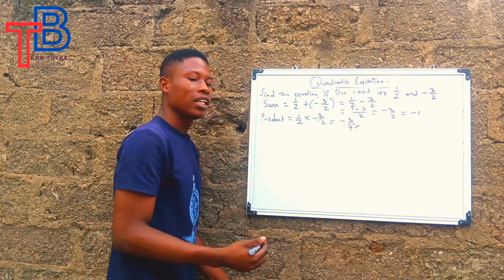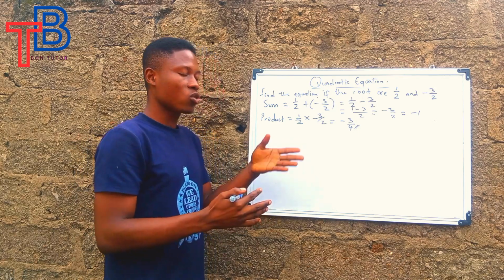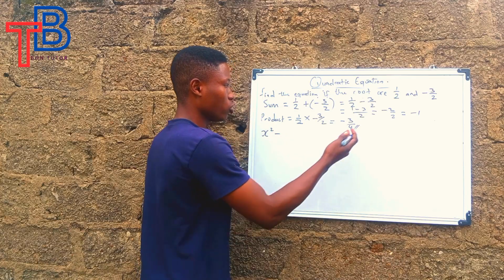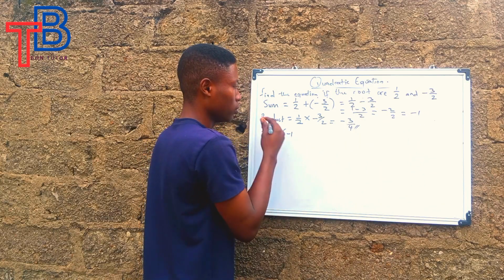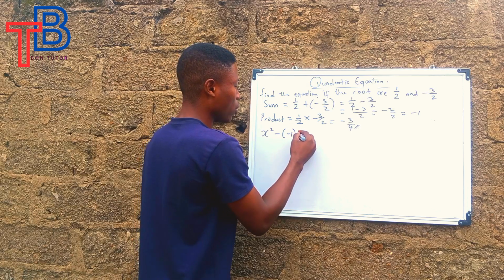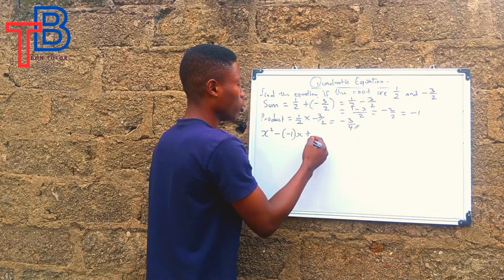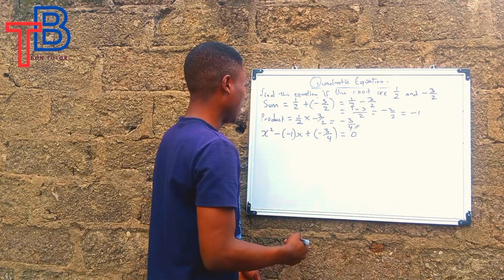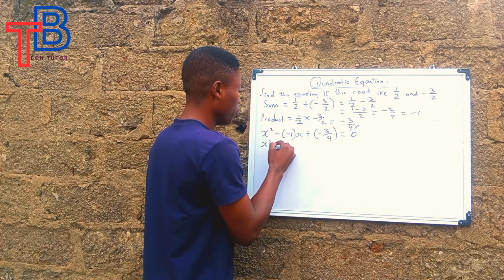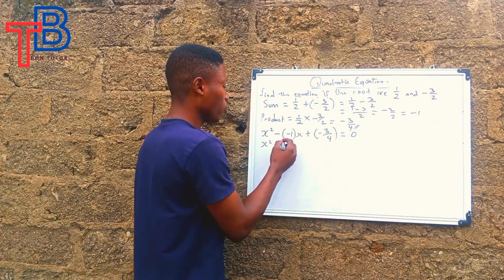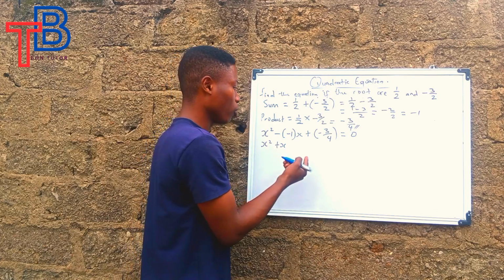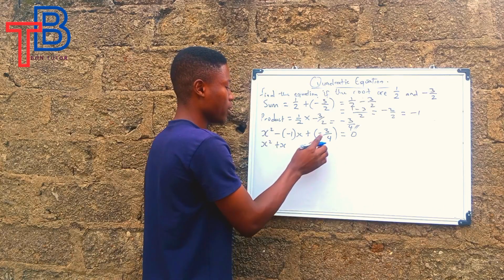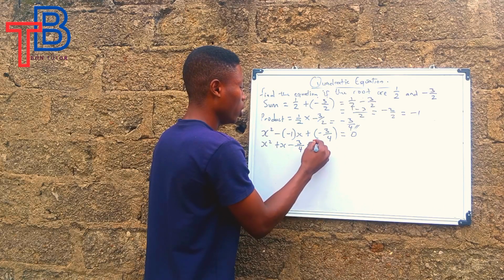This is the product. Now you come back to the formula that says x squared minus summation of the roots. So you have your x squared minus summation of the roots, which is minus 1, and you have your x plus the product of the roots to be minus 3 over 4 equals 0. And to do that, you have x squared plus 1 times x will give you x, because minus times minus gives you plus. So you have plus x, minus, because plus times minus gives you minus 3 over 4 equals 0.